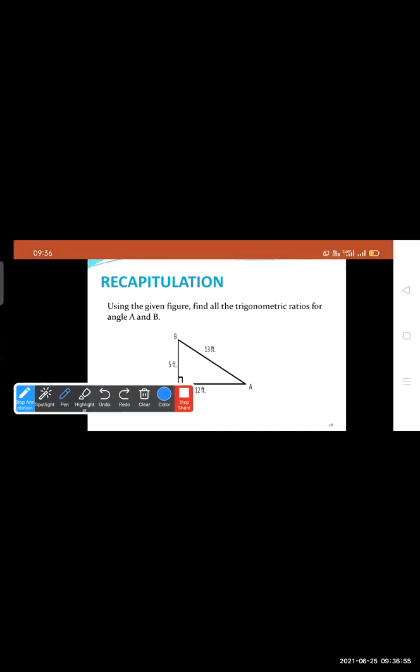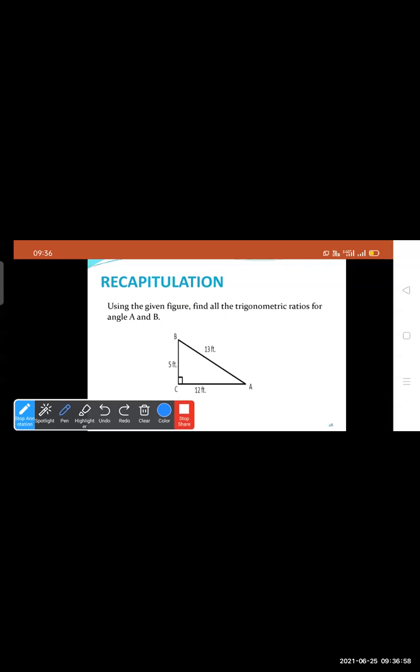Yes, teacher. Okay. See, in this question, you have to find all the trigonometric ratios for angle A and B. When you consider angle A as an acute angle, then find all the 6 ratios for A, then find all the 6 ratios for B. So if you consider A is the acute angle, then find sine of A, cos A, tan A. So for A, this one is the perpendicular height, this is your base and this is your hypotenuse.